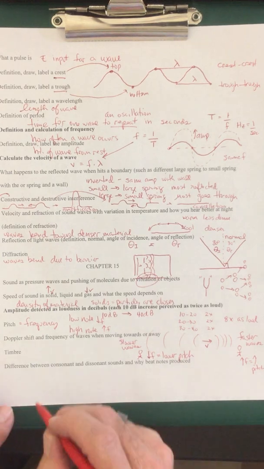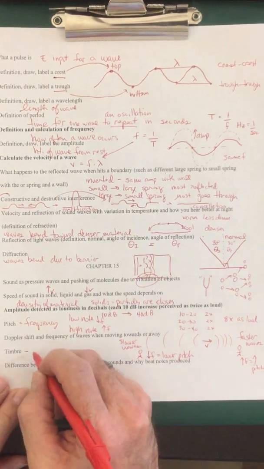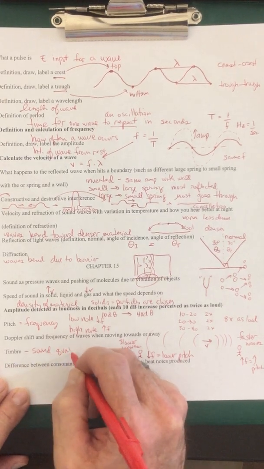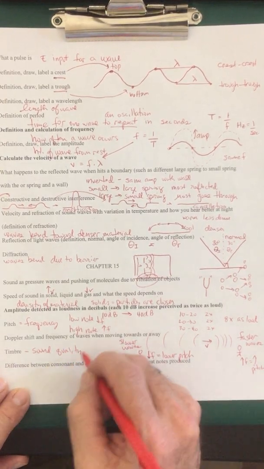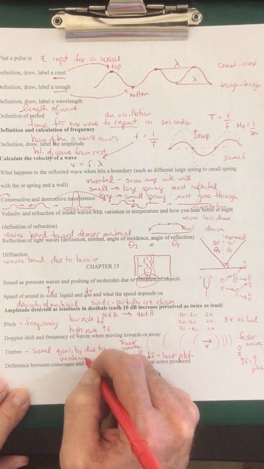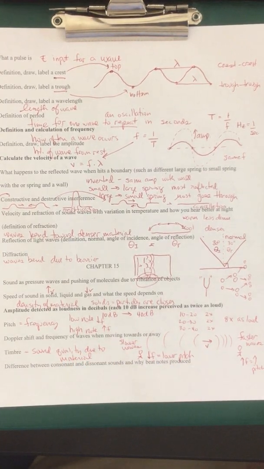Timbre is the sound quality of the instrument, whether it's your voice or whether it is an actual instrument that you're playing. The sound quality is due to the material. So a violin and a flute can each be playing a C, but they will sound very different because of the materials that are producing them.